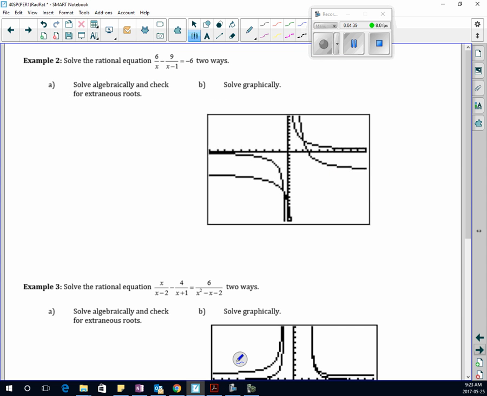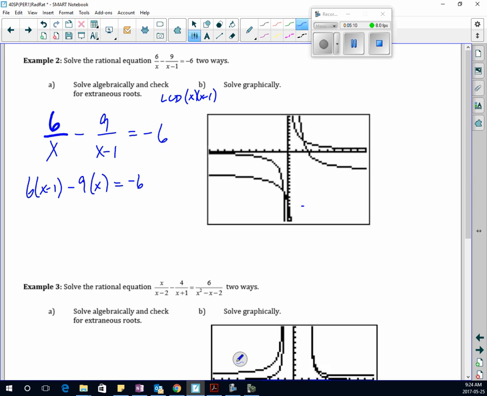Okay, again, let's do this algebraically. How would we do this algebraically? Do you remember how to do this from grade 11? You need to find the common denominator and multiply each and every term by it. What's my LCD? x times x minus 1. So here I get 6 times x minus 1. Then I got 9 times x. And then here I get minus 6 times x minus 1. Everybody know what I did there?